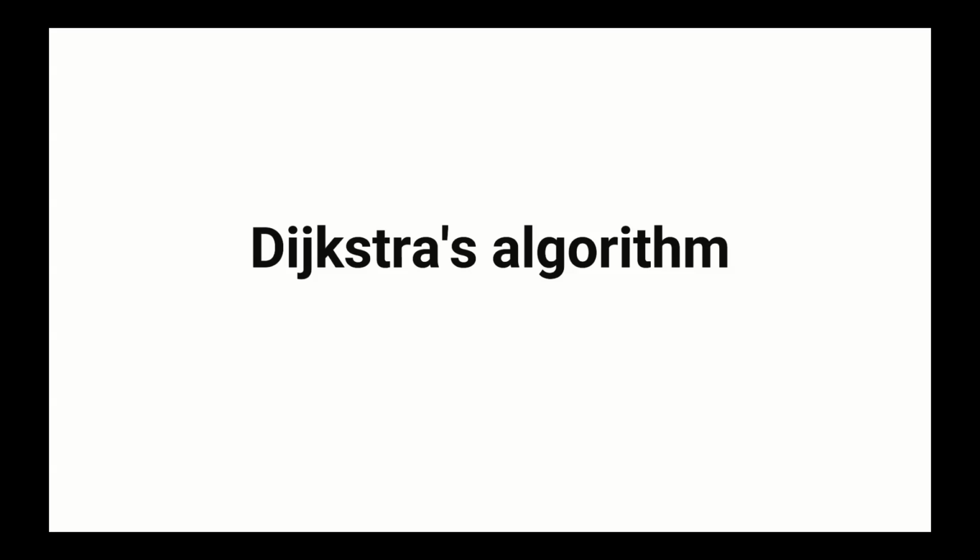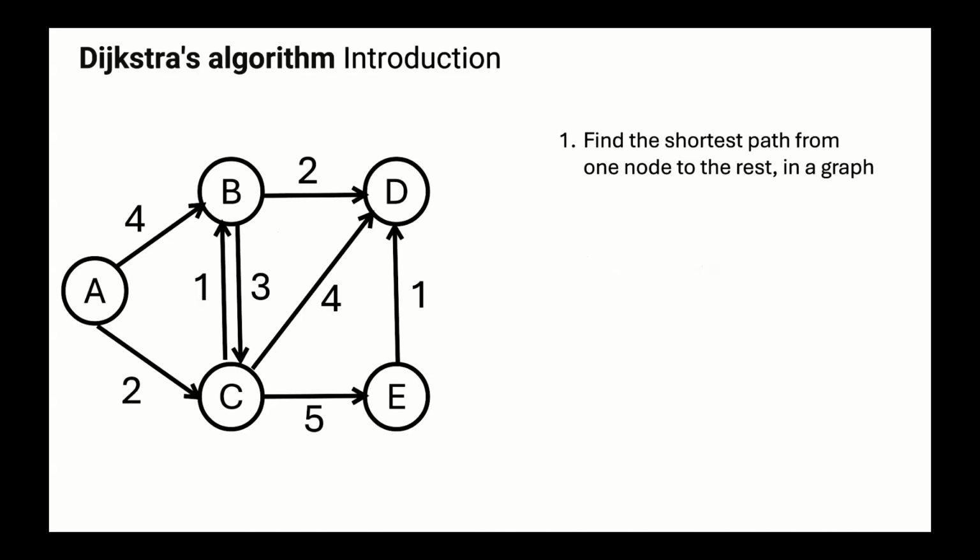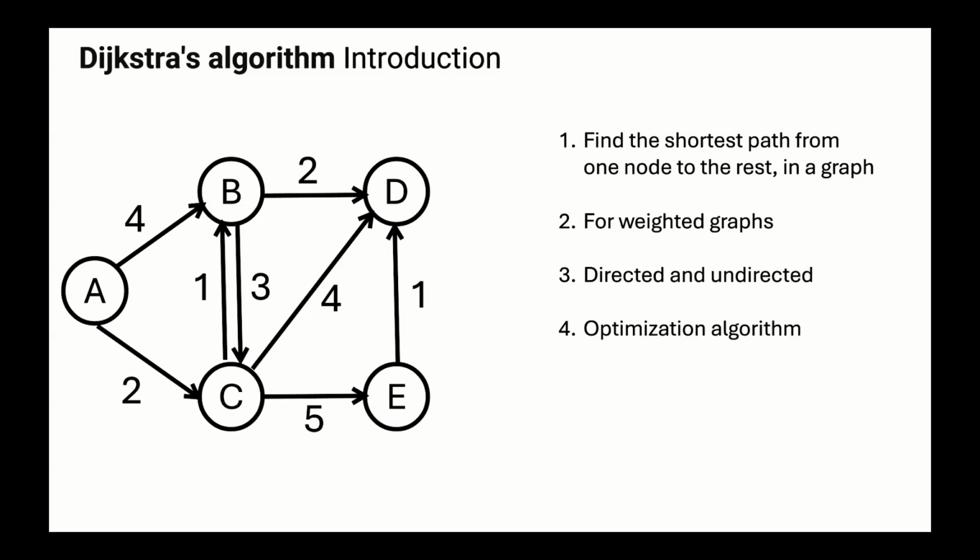Dijkstra's algorithm. Dijkstra's algorithm finds the shortest path from one node to the rest in a graph. It works well for weighted graphs, directed and undirected. It is an optimization algorithm, but it is also a minimization algorithm, for it finds the minimum distance path within a graph.